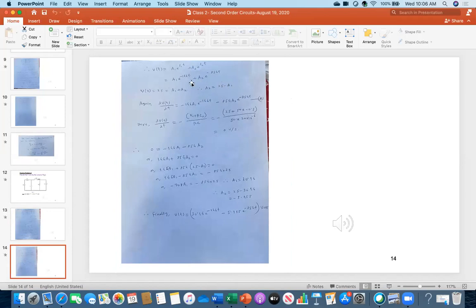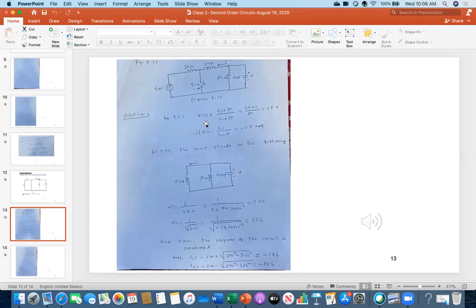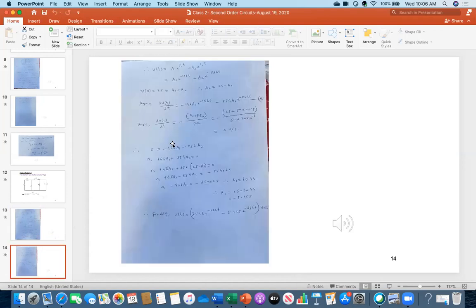Now apply the initial condition. How will you apply the initial condition? V0: what is the voltage value at t equal to 0 that we calculated? Look at the initial condition, everybody. V0 equals 25 volts. So I am putting V0 as 25, then in this expression put t equal to 0. The exponentials become 1 and 1, and you get A1 and A2. So A1 plus A2 equals 25.